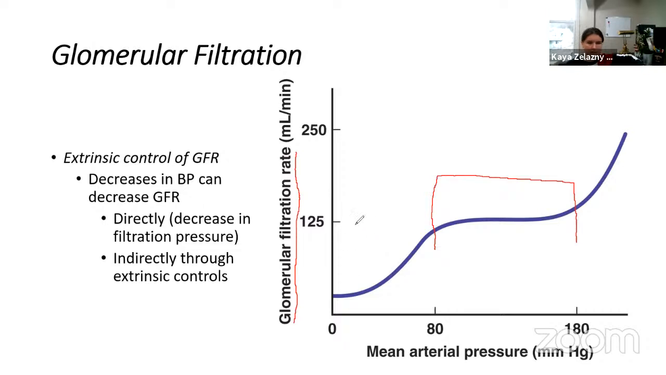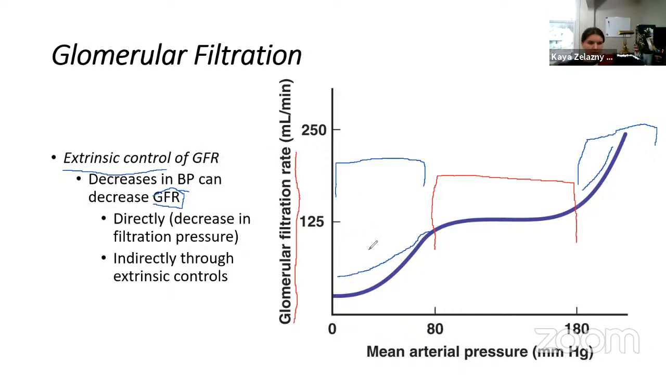If we have our mean arterial pressure lower or higher than this zone, we're going to see that first off, this is not all that well controlled, right? We're going to use different mechanisms to try to exert any control in these regions. So here's where extrinsic control of GFR would be more important, but we're also going to see that the decreases or increases in the blood pressure really are going to be having a full effect on GFR. And this is because of some of those same pressures that we just walked through in that flow chart.